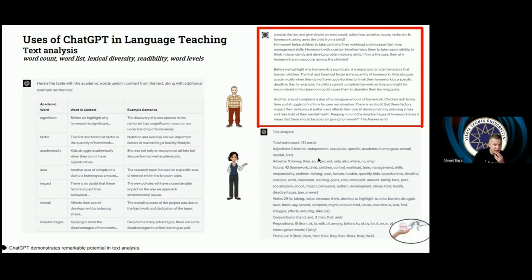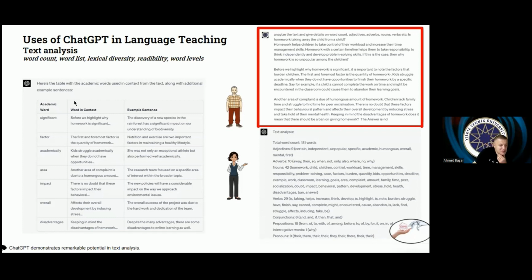Total word count, adjectives in the text, adverbs, okay, verbs. We have to check it. So don't forget human touch. And I put this symbol, this icon in every slide to make you recall the importance of human touch and human verification.